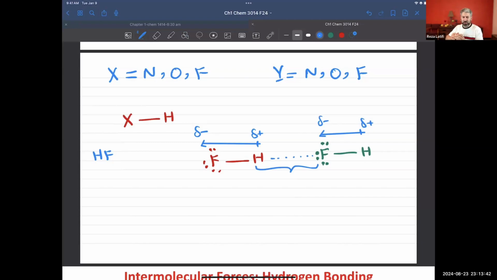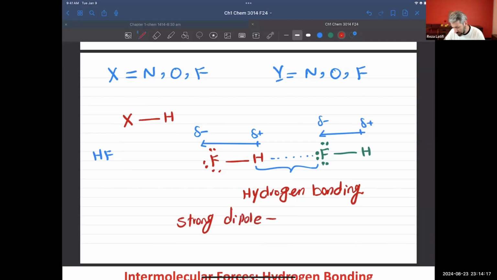So one hydrogen from a molecule has a positive charge. It's short of electron. It will look for negative charge. Where can we find the negative charge? From another molecule. The interaction between hydrogen and one electronegative element, like a fluorine, we call hydrogen bonding. And this is a really strong dipole-dipole interaction. It's an extreme case of the dipole-dipole interaction.